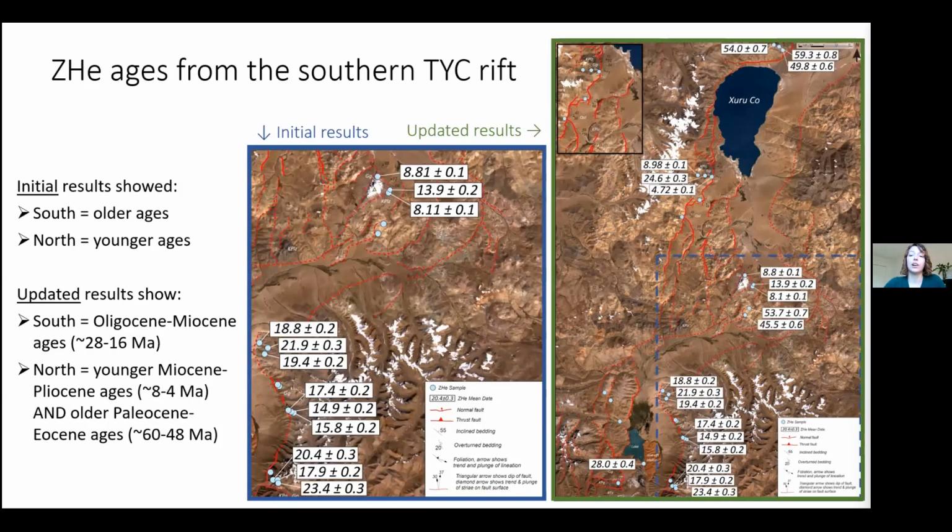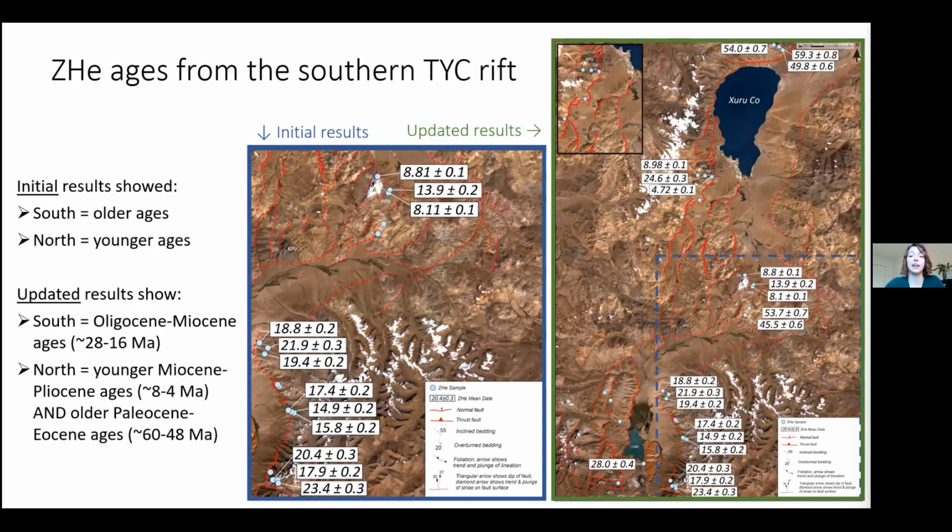This map shows our sample locations and new zircon helium ages. I'll note that this is all still a work in progress as I'm currently working to produce a detailed geologic map of the area, and ages from 25 additional samples that are still undergoing analysis will be added to the map as the data are continually received.